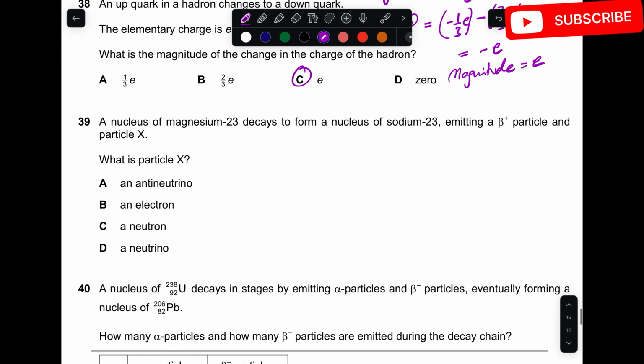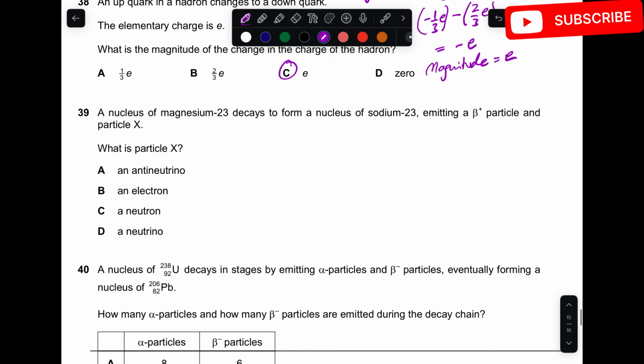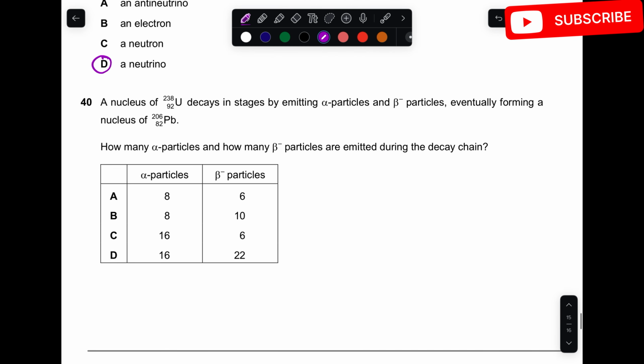In question 39, a nucleus of magnesium-23 decays to form a nucleus of sodium, emitting a beta plus particle and particle X. What is particle X? It is a neutrino. Next, a nucleus of U-238 decays in stages by emitting alpha and beta particles, eventually forming a nucleus of lead-206. How many alpha particles and how many beta particles are emitted during the decay?